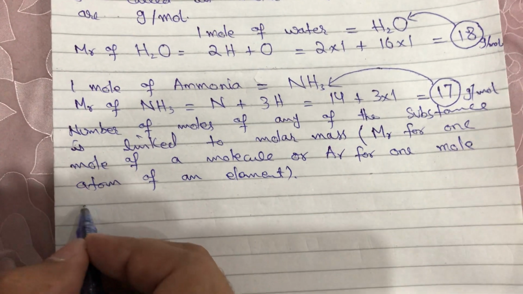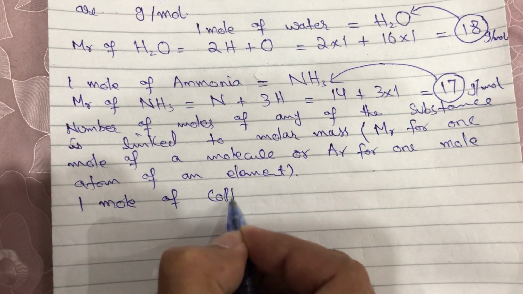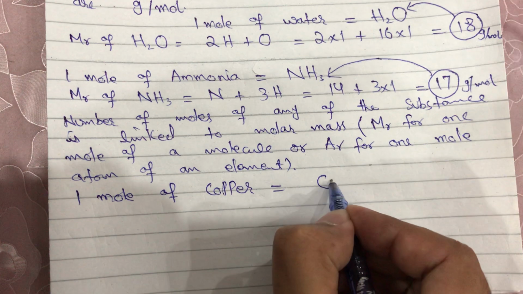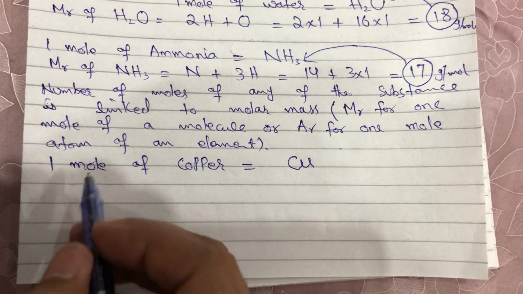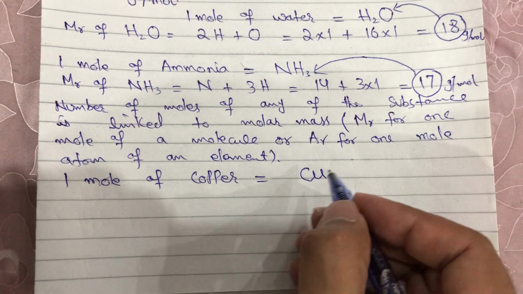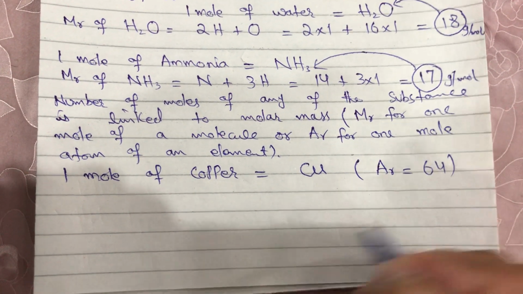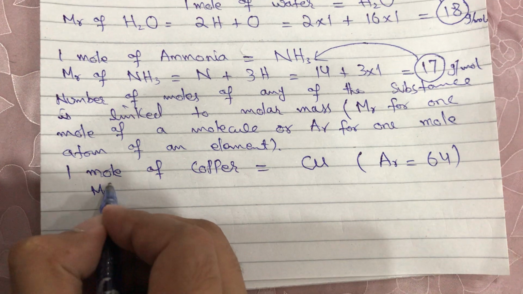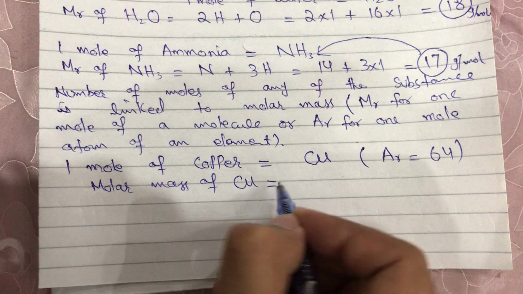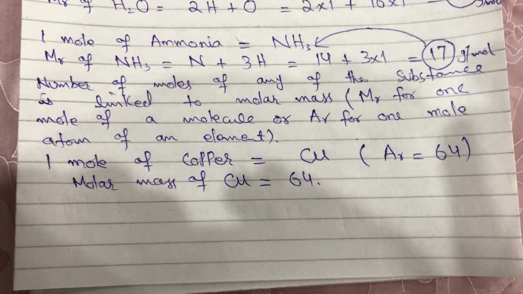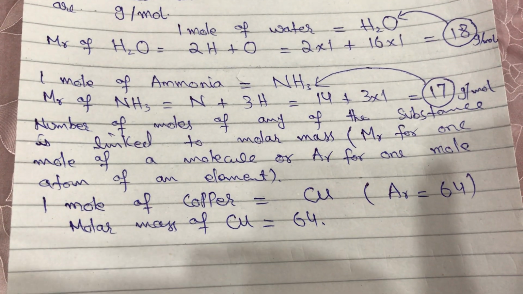Suppose 1 mole of copper. 1 mole of copper is Cu. This is 1 mole of copper, and as we know, the relative atomic mass of copper is 64. So the molar mass of copper will be 64, which is actually the relative atomic mass for 1 mole of copper atoms.